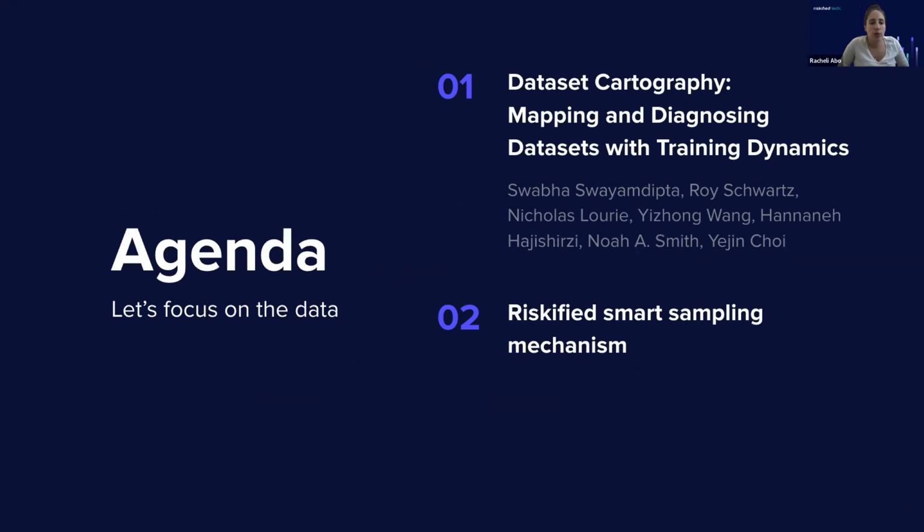In our session, we will take the spotlight out of the models and put it on the data. We will have two parts for this session. First part, we will get to know the data maps approach taken from a paper called Dataset Cartography: Mapping and Diagnosing Datasets with Training Dynamics, written by Allen Institute of AI together with the Hebrew U.